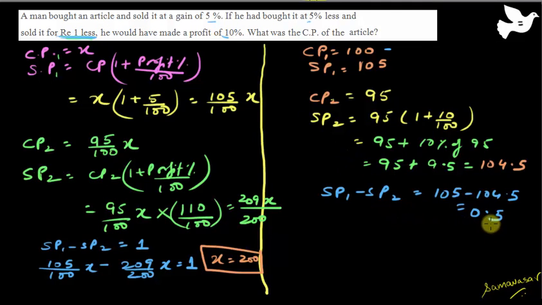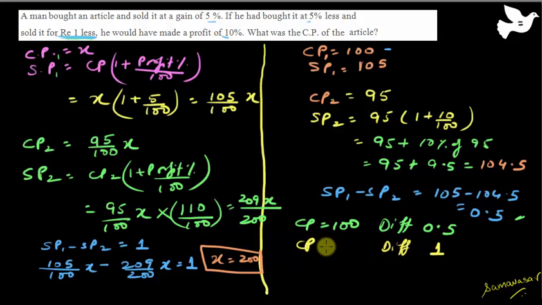Now the difference I get is equal to 0.5, which means that when I assumed the cost price to be equal to 100, the difference is 0.5, but actually the difference is rupee 1. So the cost price is simply equal to 200 by unitary method. You can just apply the unitary method, saying that if the difference is 0.5, the cost price is 100. So if the difference is 1, what is the cost price? And this is how you get the cost price.